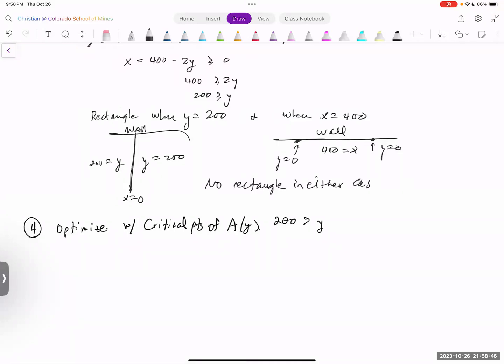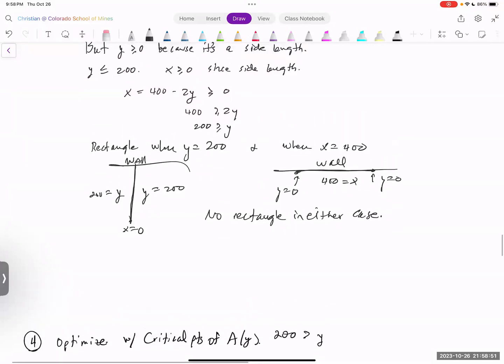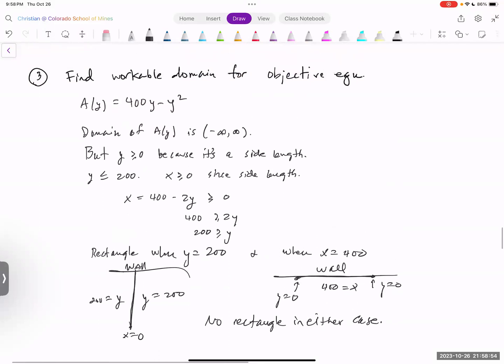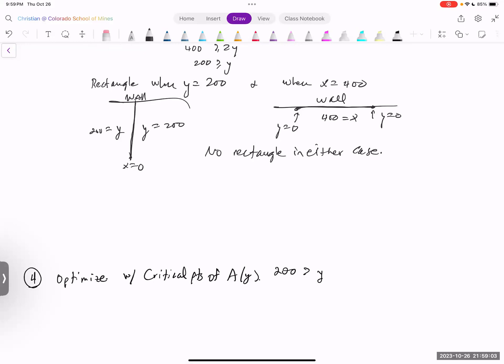In either case. But what does that tell us? That tells us that y, for the domain of our objective function, y has to be less than or equal to 0. So our domain for A of y is y has to be less than or equal to 200 and bigger than or equal to 0.